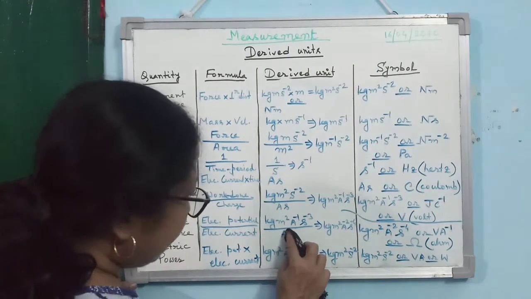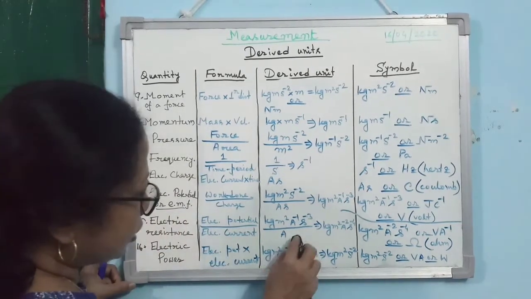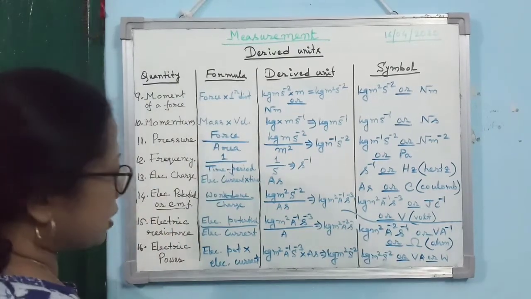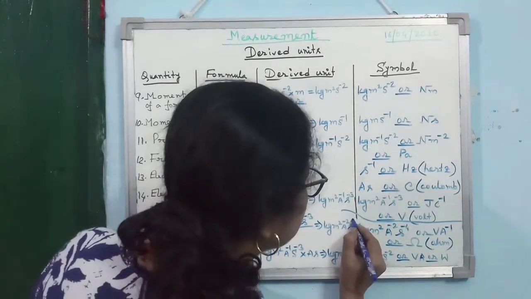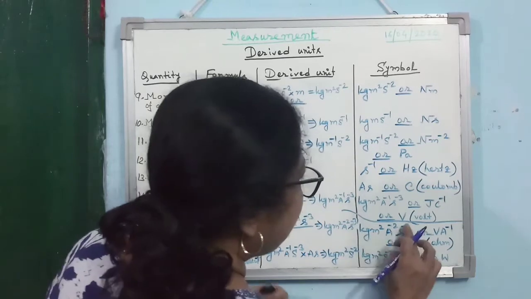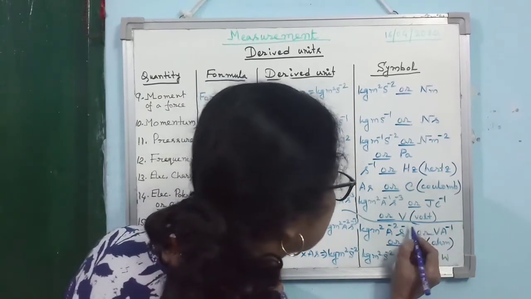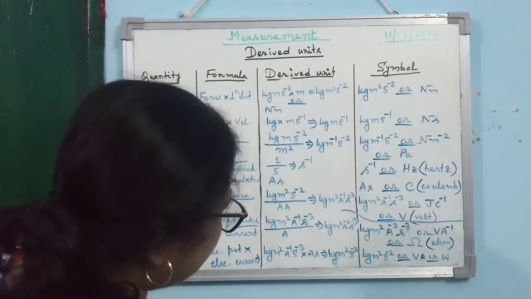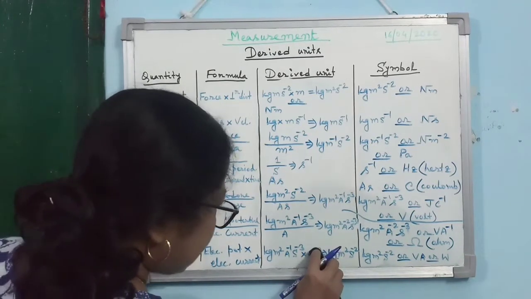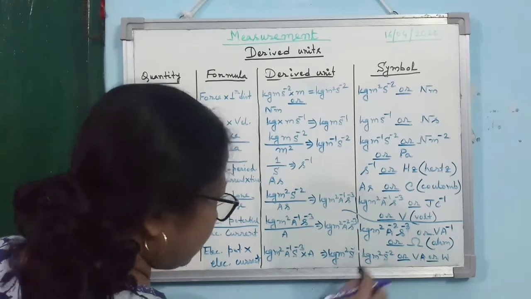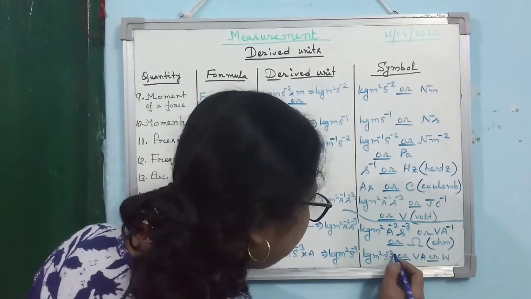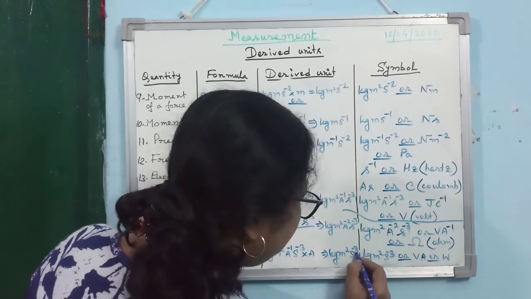Now here guys, I have made one mistake. This is electric current. No, electric current is ampere. So it will be s to the power minus 3. Alright, and here also it will be s to the power minus 3. And here also I have made the same mistake, I have written it by mistake. So it will come s to the power minus 3, and here also it will be s to the power minus 3.